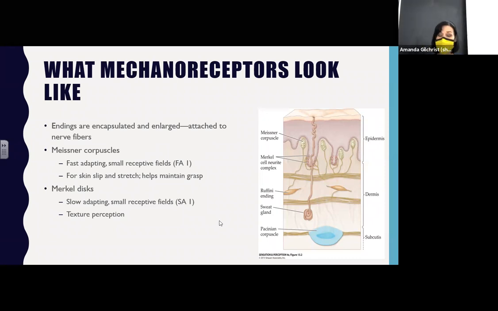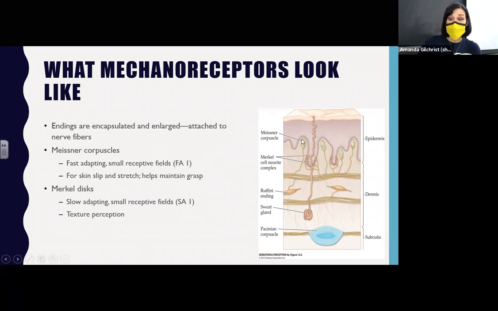So what you're looking at here are different layers of skin and the different mechanoreceptors that are embedded in it. One of the first things that I will talk about is that the endings that we see are what are known as encapsulated. So here's what that means. That means that these nerve endings are going to be attached.